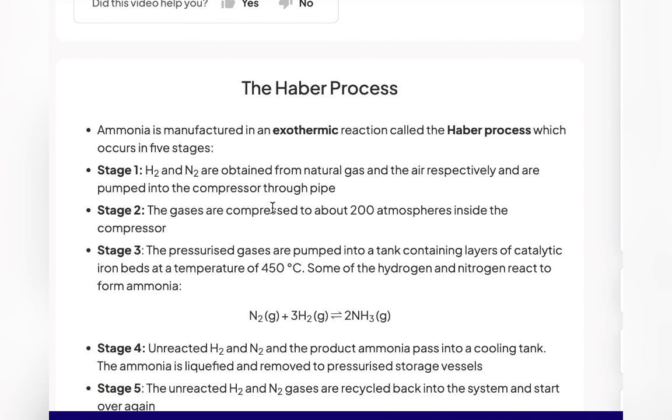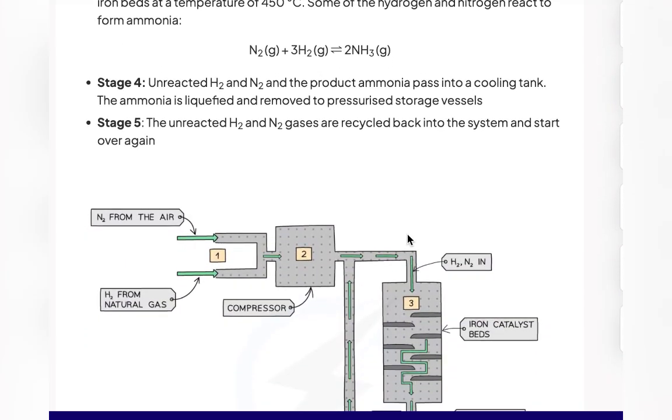So stage 1 is the hydrogen and nitrogen that we obtain from natural gas. Remember, we get the hydrogen from the natural gas, from methane specifically, and we get the nitrogen from the air, and we pump them to the compressor through the pipes. These are pipes. So you can see nitrogen from air here, you pump through the pipe, and the hydrogen from the methane natural gas, so they get mixed up. So the first stage is to find how to mix the 2 gases, nitrogen and hydrogen.